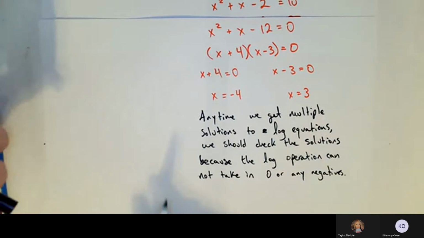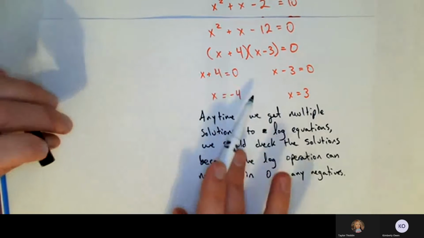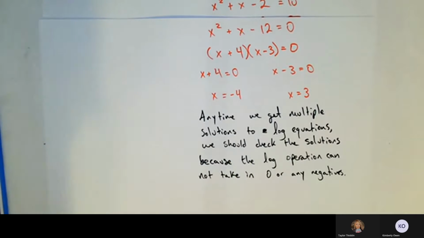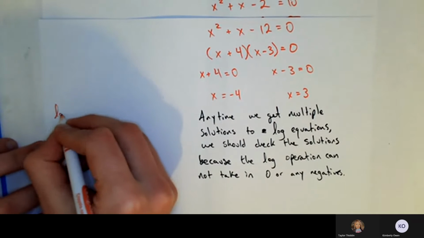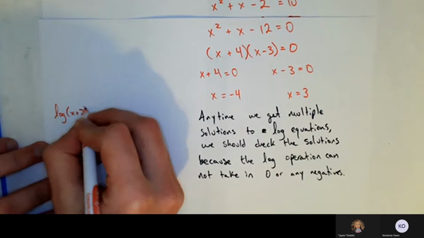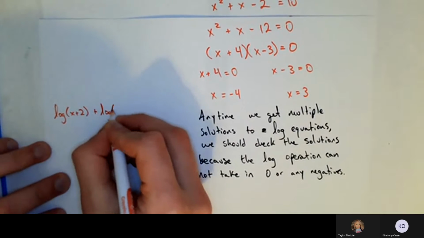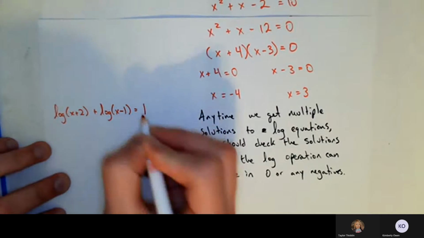Now, that doesn't just mean that we immediately discount our negative solution here, because it depends on what was going on in the input of the original log, in the original problem. So what I'm going to do is rewrite it right here and say log of x plus 2 plus log of x minus 1 is equal to 1.